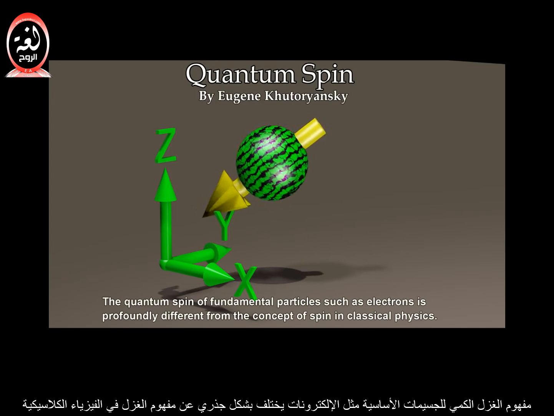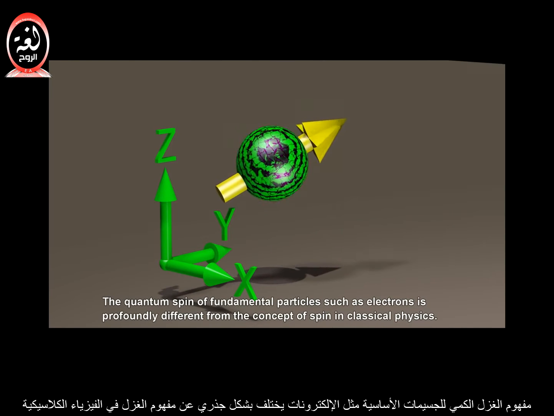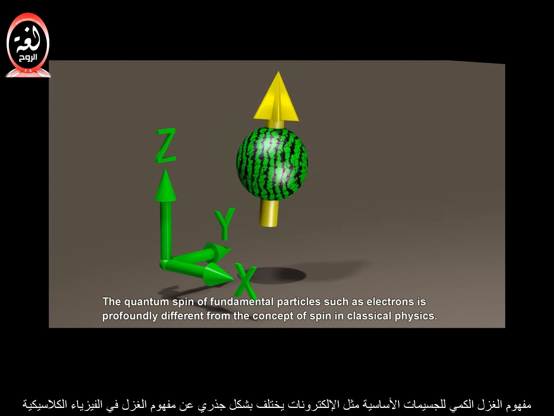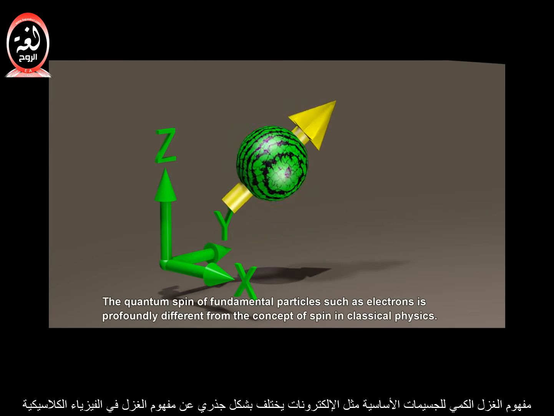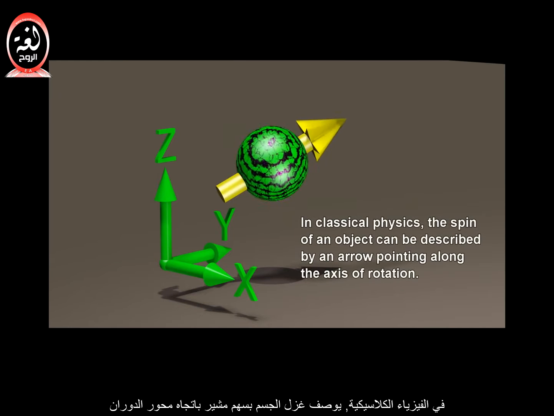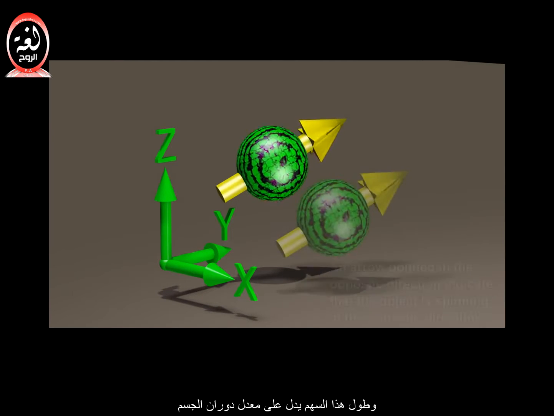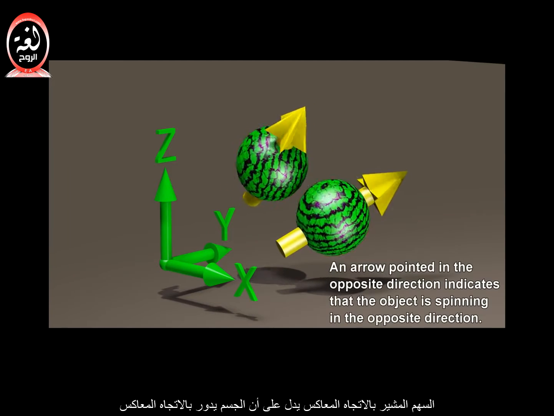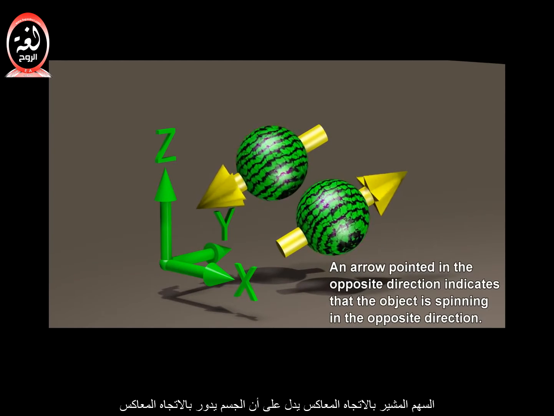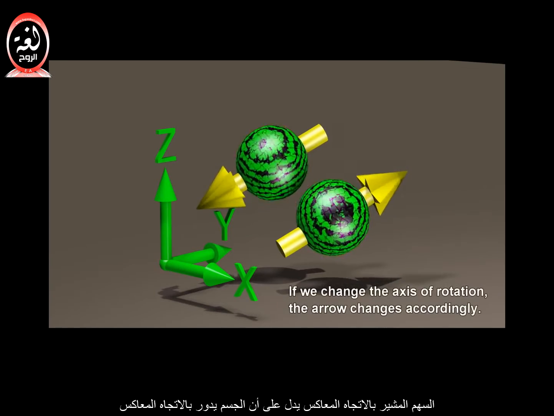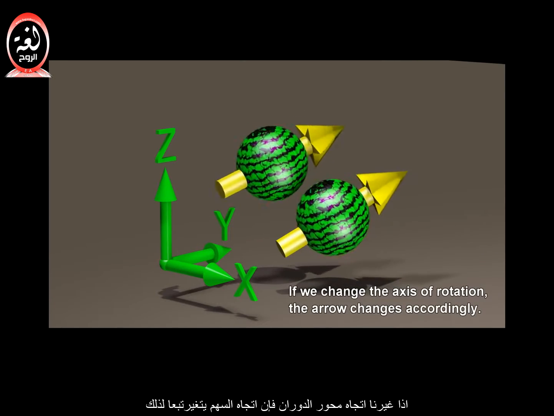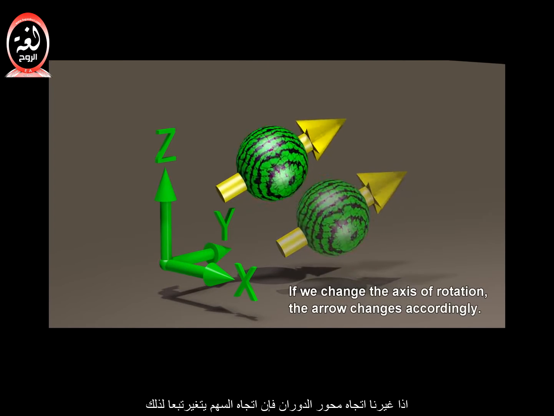The quantum spin of fundamental particles such as electrons is profoundly different from the concept of spin in classical physics. In classical physics, the spin of an object can be described by an arrow pointing along the axis of rotation. The length of the arrow indicates the rate at which the object is spinning. An arrow pointed in the opposite direction indicates that the object is spinning in the opposite direction. If we change the axis of rotation, the arrow changes accordingly.